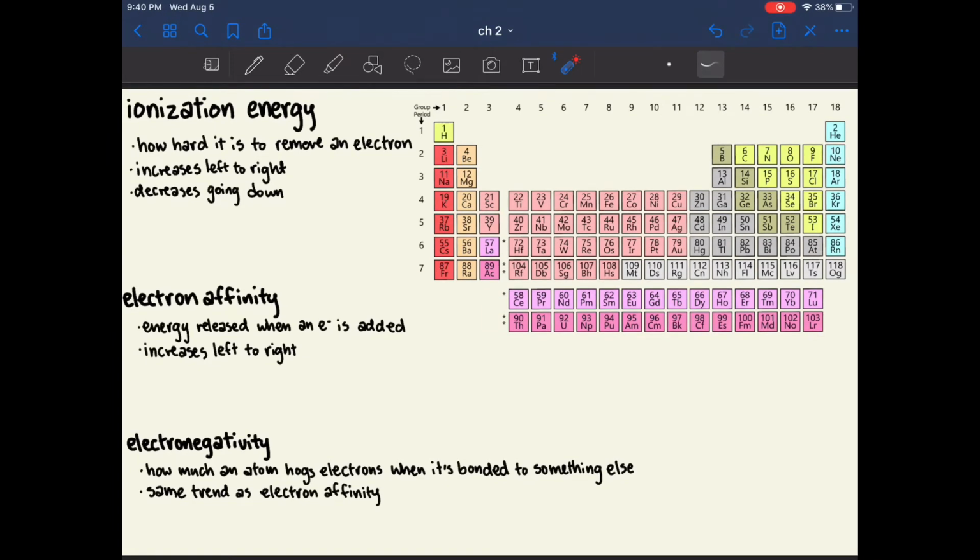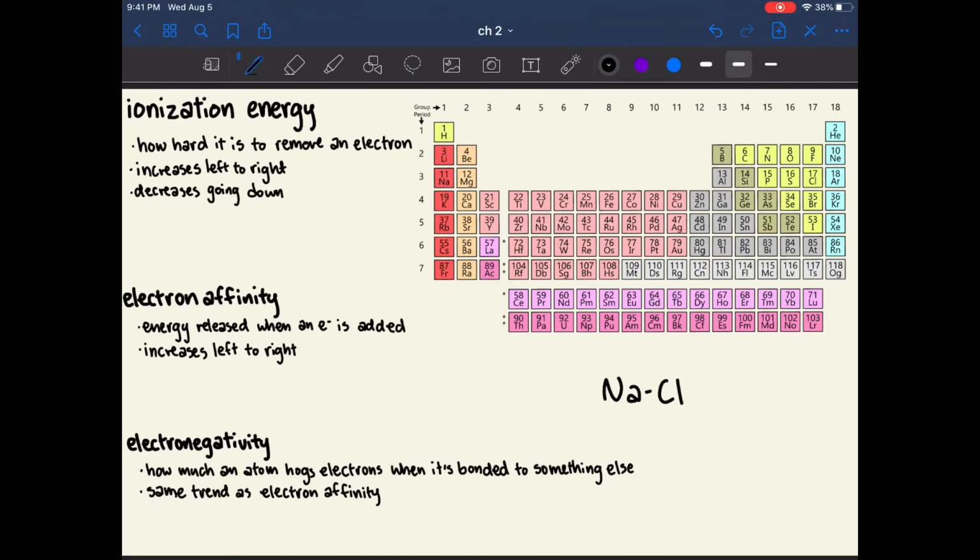The next periodic trend is electronegativity, which is basically how much an atom likes to hang on to shared electrons when it's in a bond. So, for example, if sodium was bound with chlorine, as in sodium chloride, sodium is not very electronegative.